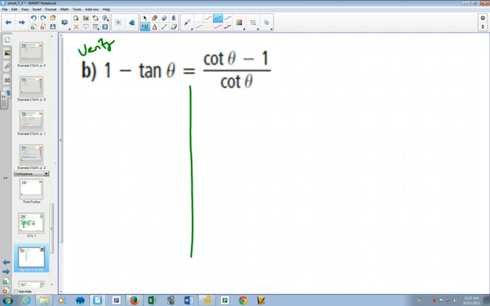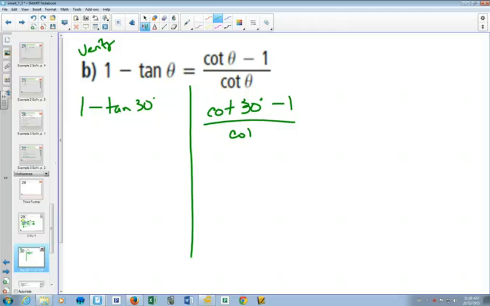And it's still 30 degrees, right? Yeah. So you have 1 minus tan of 30 degrees and cotangent of 30 degrees minus 1 over cotangent of 30 degrees. 1 minus root 3 over 3, because tan of 30 degrees is root 3 over 3. So cotangent will be 3 over root 3, which is the same as root 3.